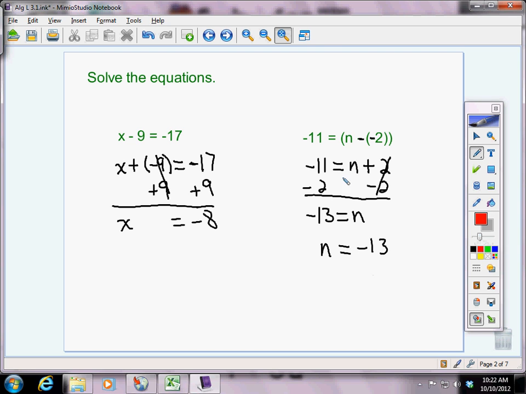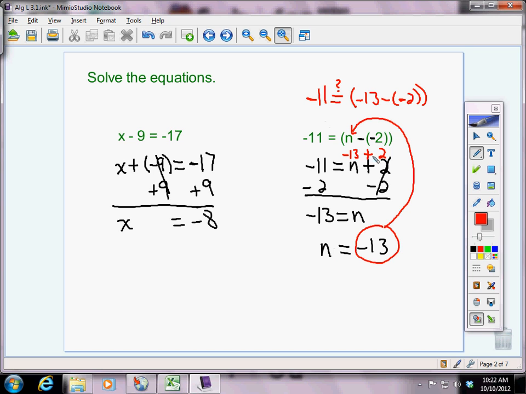If you want to know if you're right, take this negative 13 and plug it back in for n. Negative 11, is that equal to negative 13 minus a negative 2? Okay, it's a quick, easy check on your calculator. Or even if you put it in right here, negative 13 plus 2. Either way you do it, you will come up with that it equals negative 11.